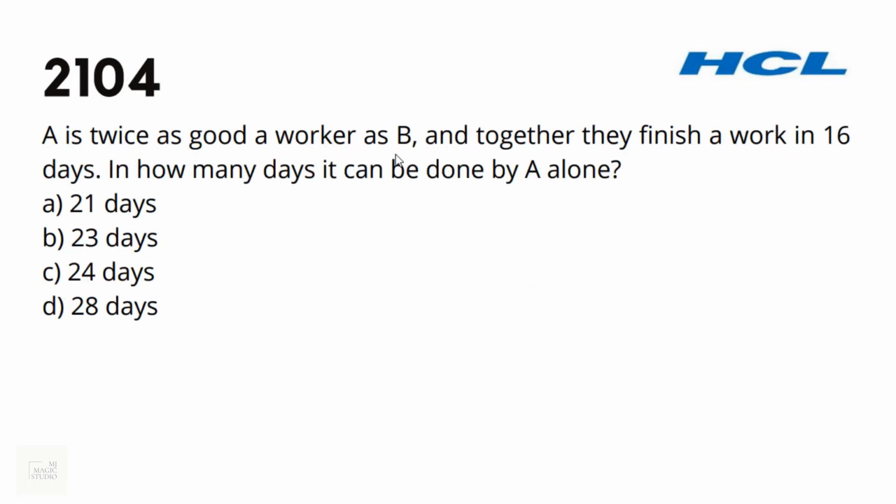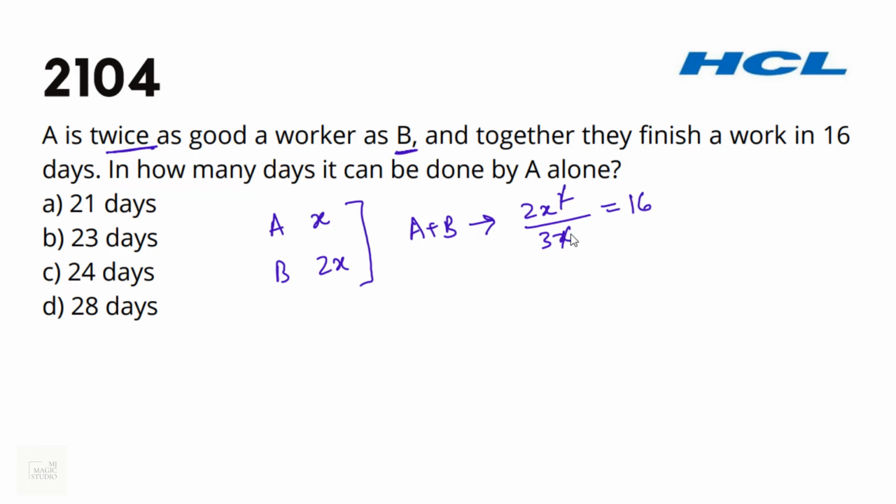A is twice as good a worker as B. That means if B is taking 2x days to complete the work, A alone will take x days to complete the work because A is twice as good as B. And together they can finish the work in 16 days. And we know the drill for A plus B. If A and B together are working, the total time taken by them would be product by sum. That is 2x square by 3x. And this is equal to 16, given. So if we solve this, what we'll get is x is 24 days.